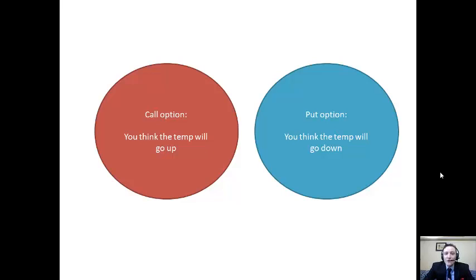Now, here's a question I was asked on the Trade to Win forums. Is selling a call option the same as buying a put option? The answer to that is no. Selling a call option is simply you and I trading places. So instead of you buying the contract from me, I'm actually paying you for the contract.